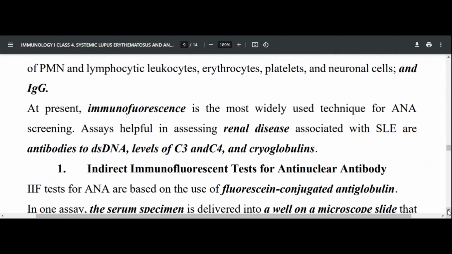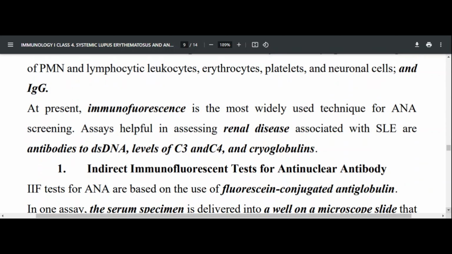At present, immunofluorescence is the most widely used technique for antinuclear antibody screening. Assays helpful in assessing renal disease associated with systemic lupus erythematosus are the antibodies against double-stranded DNA, levels of immunoglobulin, complement 3, C3 and C4, and also cryoglobulin antibodies.